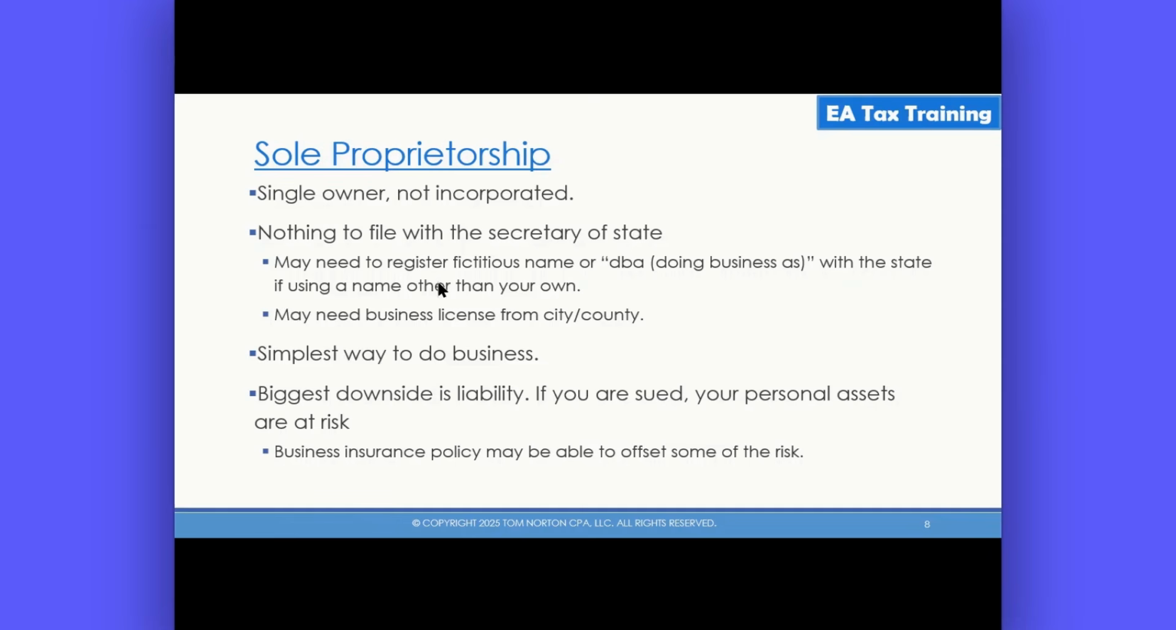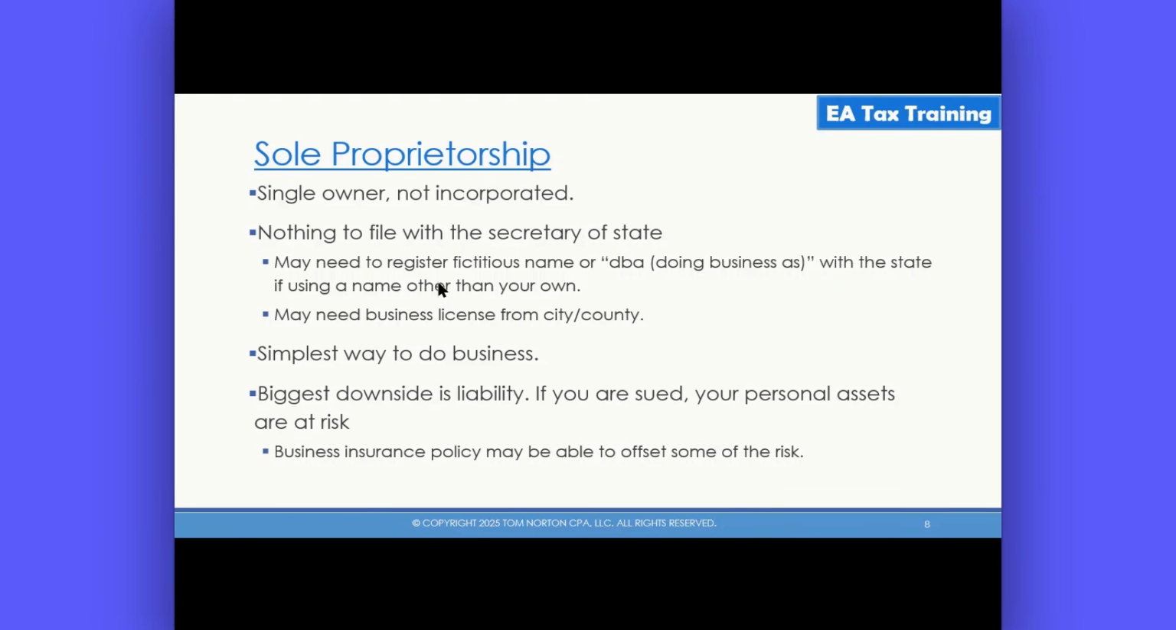You also may need to get a business license from the city or county where you live. So you will always want to look at that. But again, you are not forming an entity, you're just getting a license. A sole proprietorship is the simplest way to do business. You can just decide, I'm going to start a business, go out and start that business today, and that's it. You are in business. You are a sole proprietor.